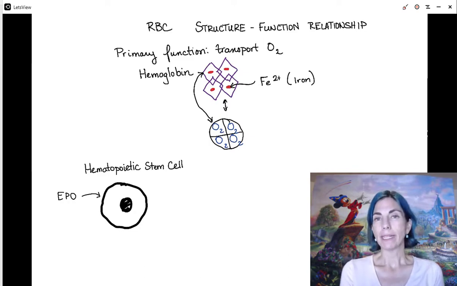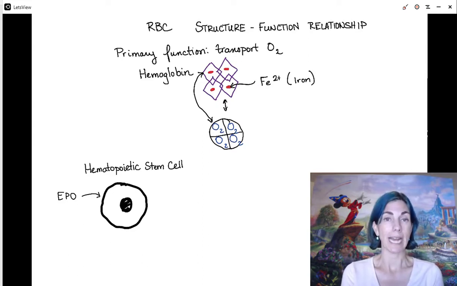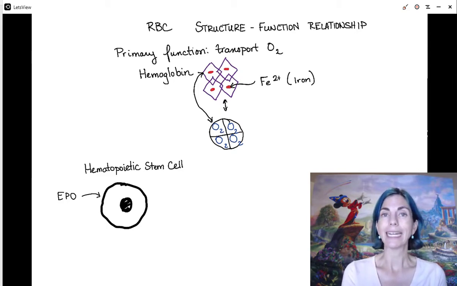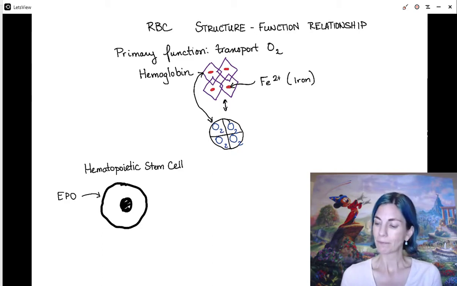So if a red blood cell's job is to transport oxygen, then doesn't it make sense that you would want to pack as much hemoglobin in there as possible? It should. Consider this scenario. I have 10 hemoglobin molecules. How many oxygen molecules could I potentially transport with 10 hemoglobins? 40. What if I wanted to transport 4 million oxygen molecules? Then I would need 1 million hemoglobins, because remember, each hemoglobin can transport 4 oxygens.